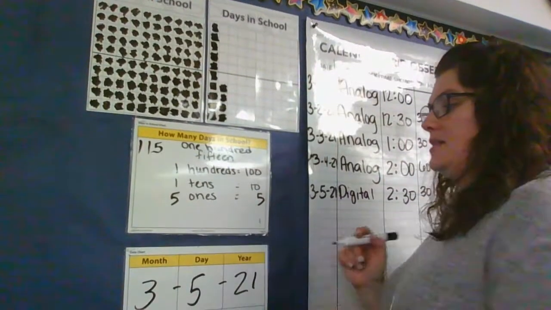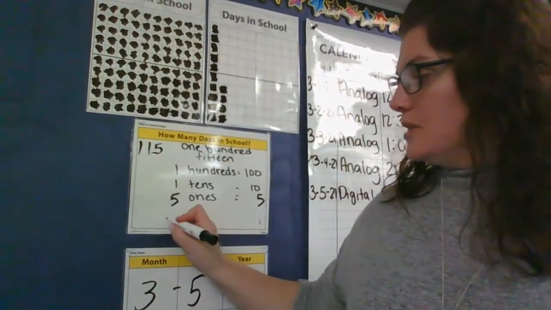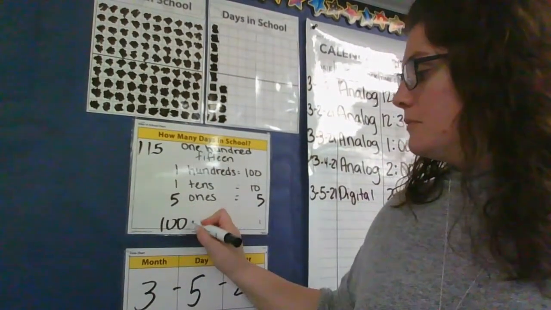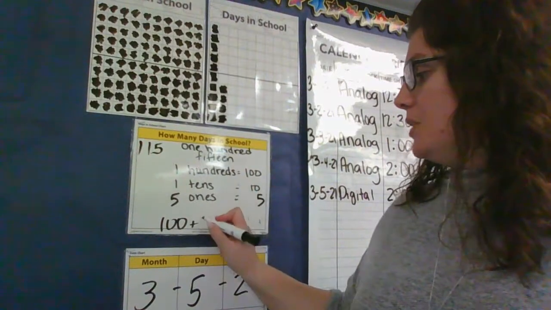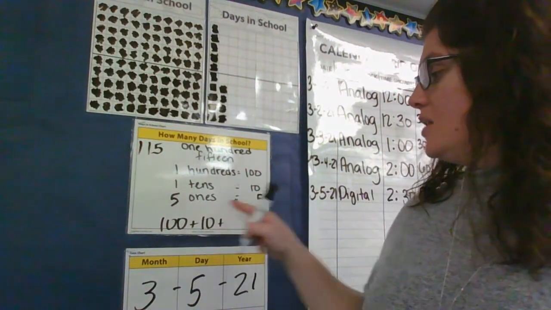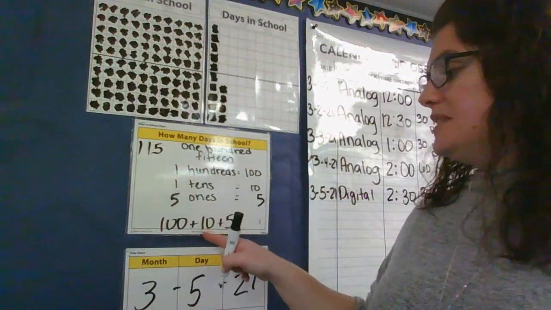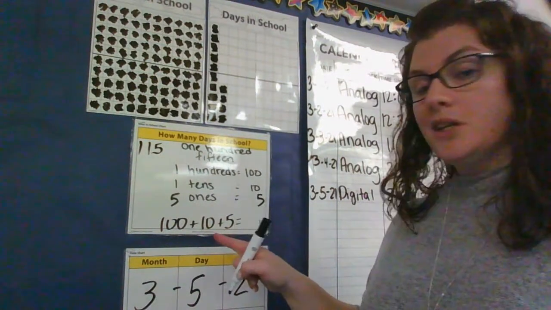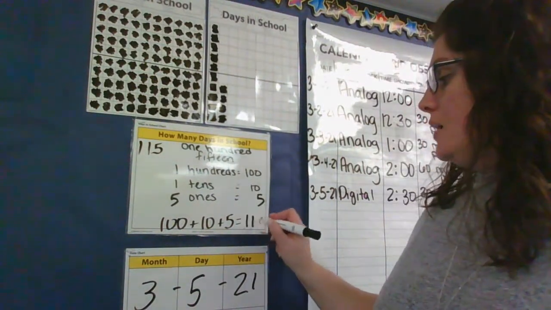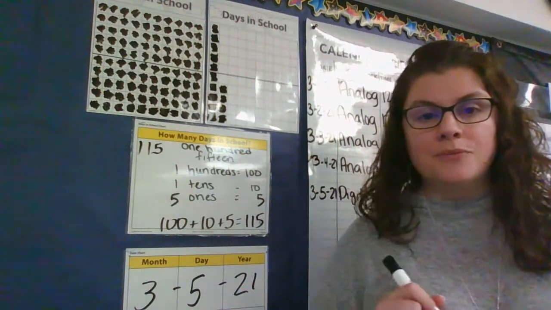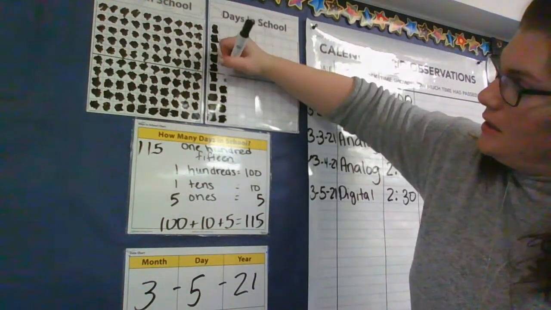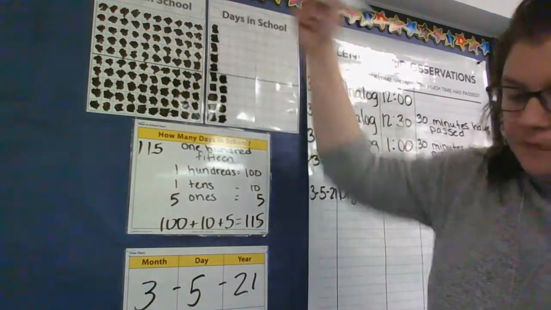So let's add this all back together. We're going to add our hundreds. So we're going to take that 100 plus our tens, so plus 10, plus our ones, so 5 ones, equals 100 plus 10 is 110. 110 plus 5 is 115. Okay, last thing, let's color in our days in school chart.